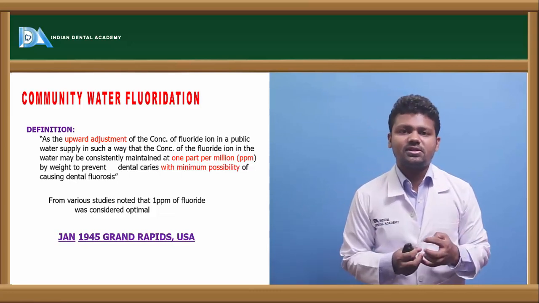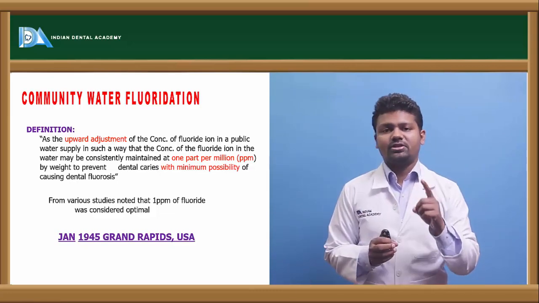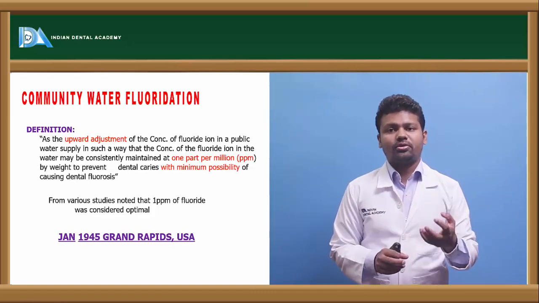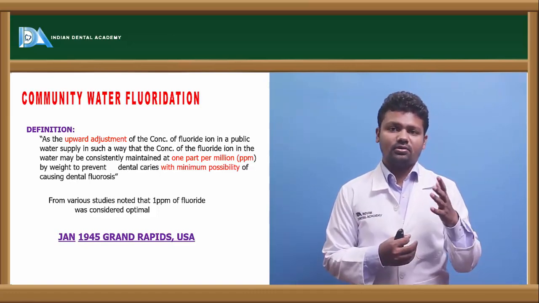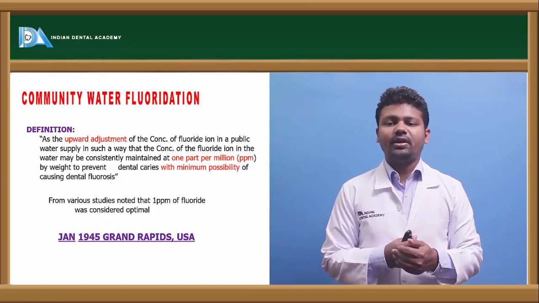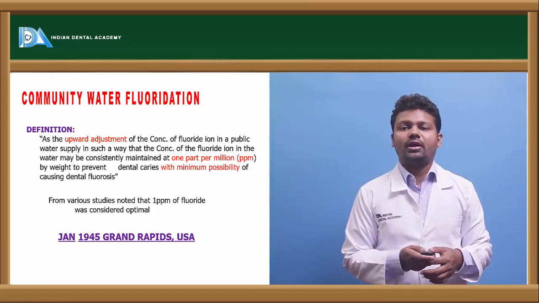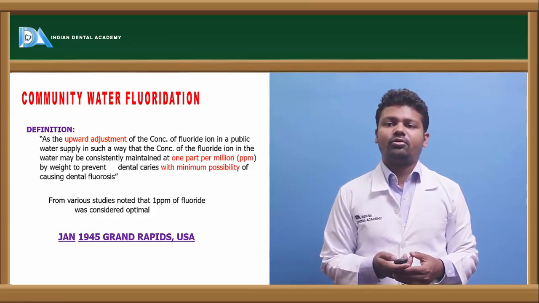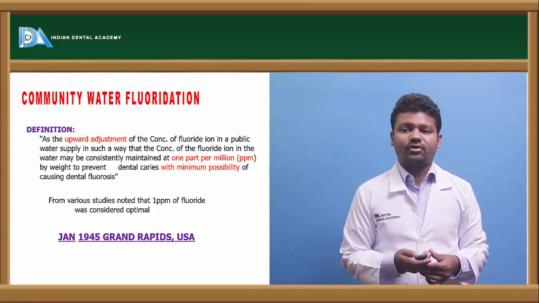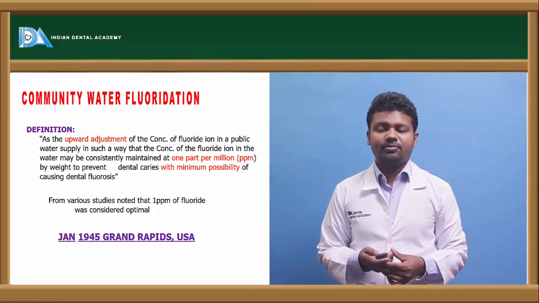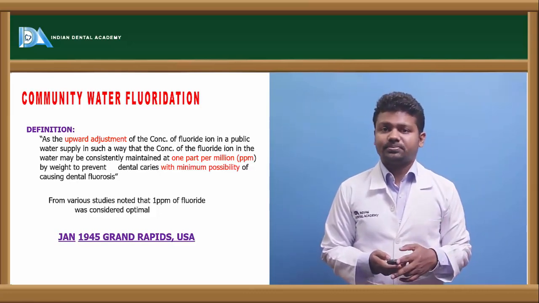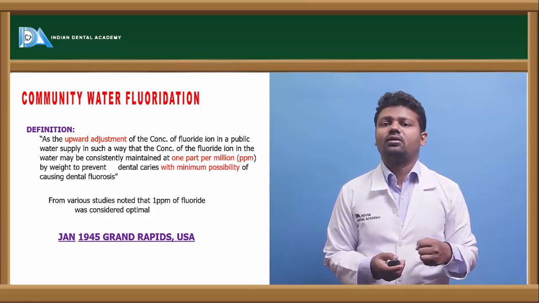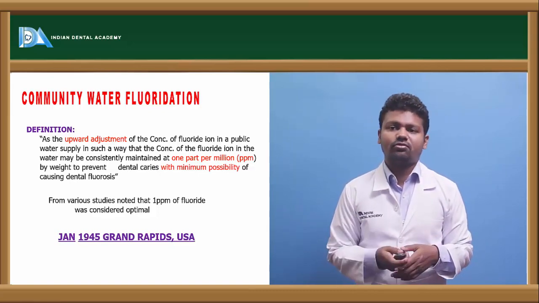Again, the definition explains that you have to maintain 1 ppm, that is 1 part per million, concentration of fluoride in water so that dental caries can be prevented and dental fluorosis may not happen. Various studies have been done; 1 ppm of fluoride was considered optimal in 1945 at Grand Rapids. Here, the Grand Rapids and Muskegon study was done. Grand Rapids was the case and Muskegon was the control.